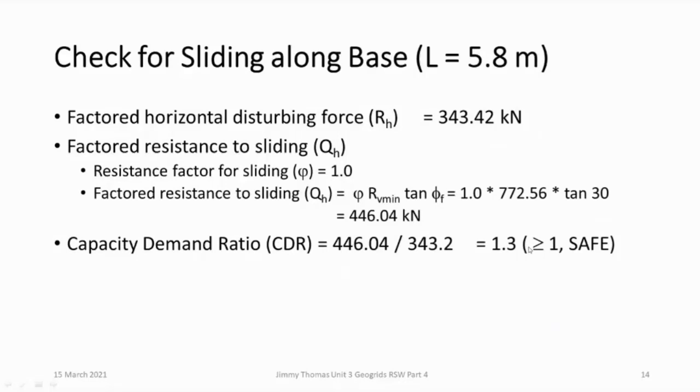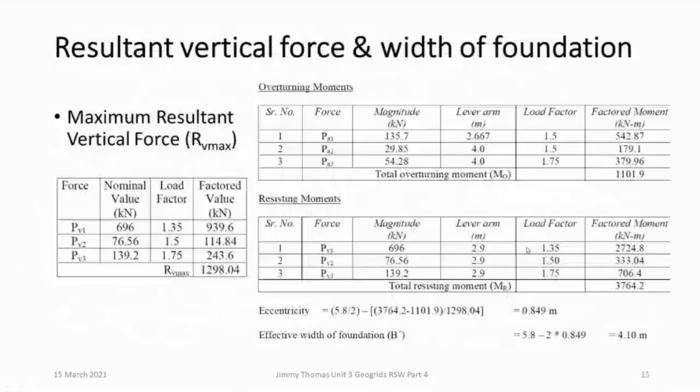Now we have to go to the bearing capacity check. So first we'll have to calculate the bearing pressure. For that, we'll have to calculate again the vertical forces and the eccentricity, etc. So first we calculate the maximum resultant vertical force. So the nominal value earlier we had calculated this one. So now the load factor is 1.35.